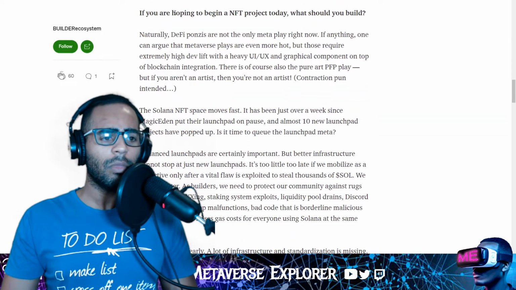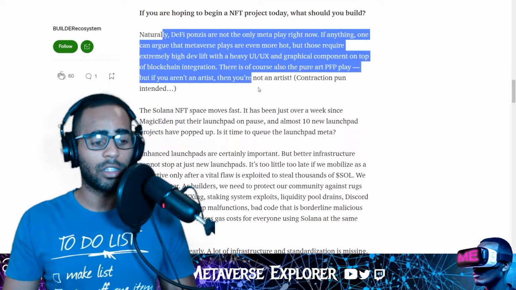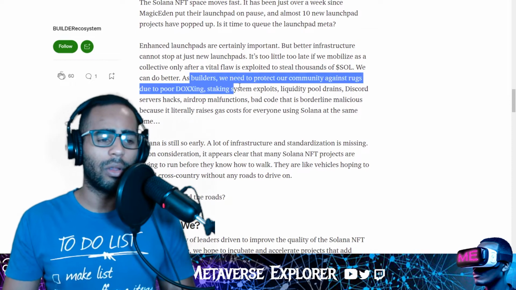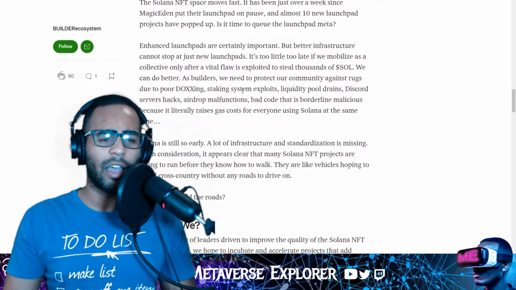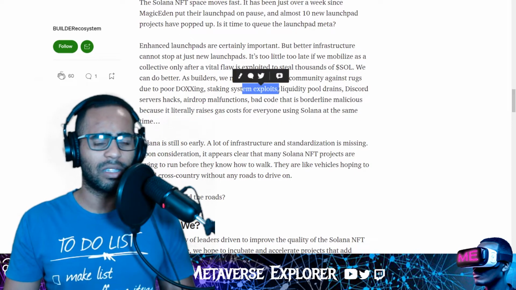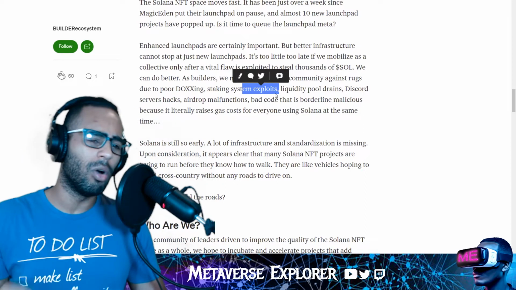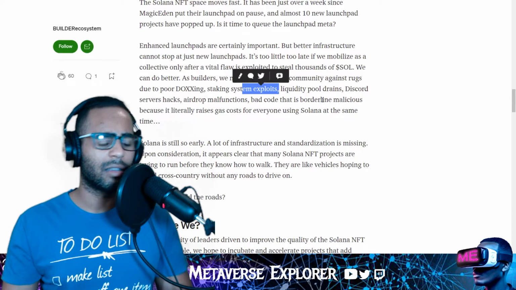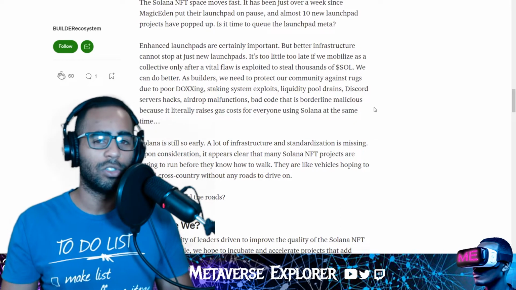So if you're hoping to begin an NFT project today, what should you build? They give you a small explanation. Launchpads are a way to go. You have your own kind of launchpad if you want. Like, there's poor doxing in the system. Staking exploits take place. Usually one person can mint the entire thing, or take more than the Solana in your wallet. All of this sort of stuff. Liquidity pool drains, Discord hacks, airdrop malfunctions, and just borderline malicious code because you don't know.